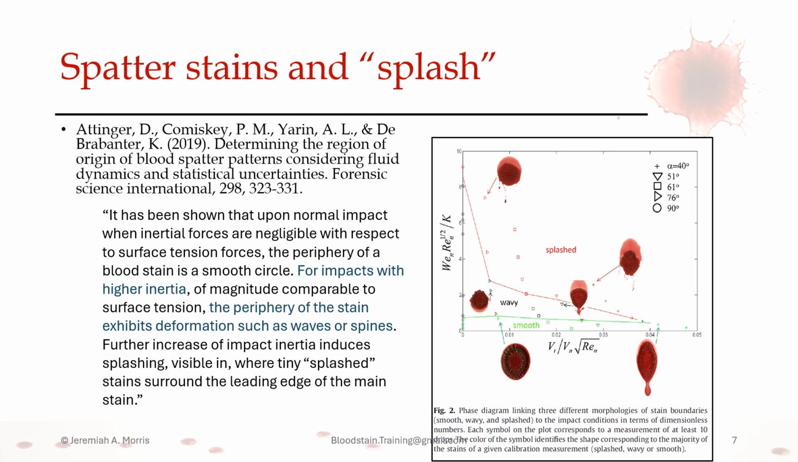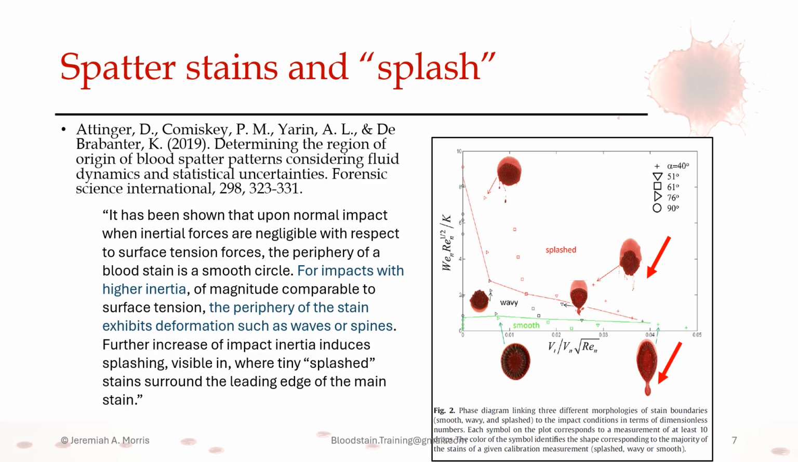In certain conditions, you're going to have smooth edges. In other conditions, you're going to get a wavy edge, which is going to be a scallop shape. And in others, you're going to get an indication of splash. The red arrows show the differences in the tails. Here at the bottom red arrow, we've got a single tail that's extending out. And in the upper red arrow, we have more of a jagged or a splash shape appearance when it comes to the tails. And what they said is, for impacts with higher inertia of magnitude comparable to surface tension, the periphery of the stains exhibits deformations such as waves or spines.